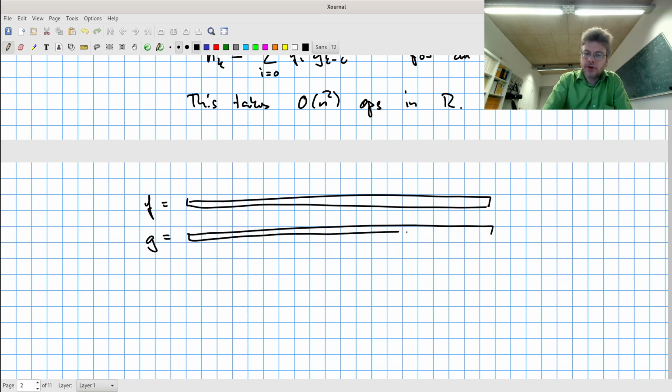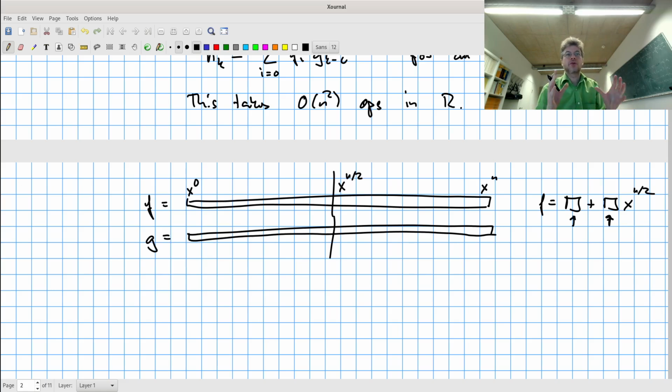And it may be a polynomial of very large degree, but you split it in the middle and consider it as a polynomial with polynomial coefficients. So maybe this goes from x to the 0 to x to the n, and then somewhere here you have x to the n half. So you write f as something plus something times x to the n half. And these are polynomials of degree n half. And then you use the observation of Karatsuba to multiply these polynomials of half the degree.